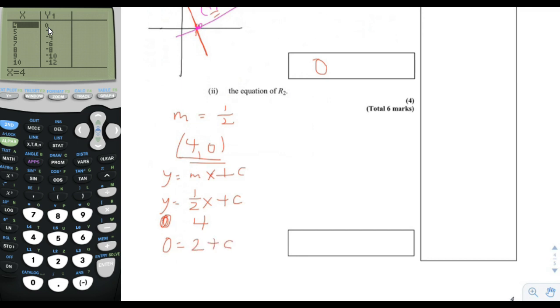So what does c have to equal to make this true? c has to be negative 2, and we can see that easily. If we subtract 2 from both sides, then we get negative 2 equals c. So actually this here is y equals 1/2 x minus 2. Okay, that is the correct equation. And there's another way we could figure that out.